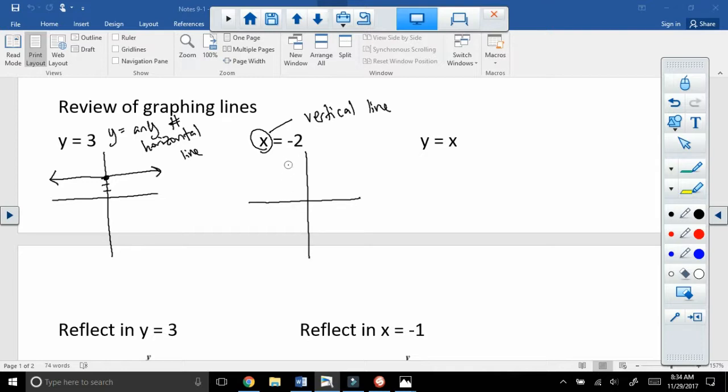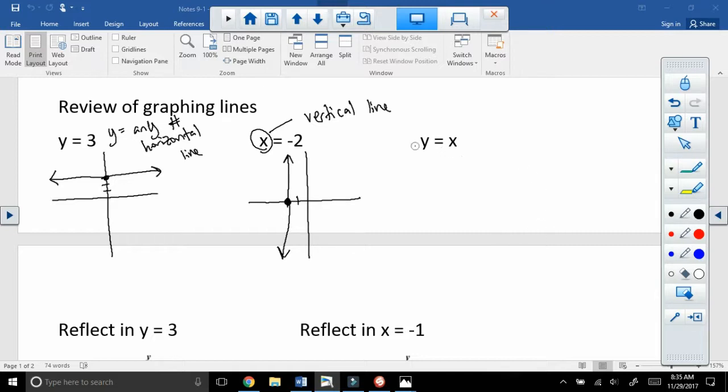And for this here, I would go to x equals -2, so that point, and then I would draw the vertical line through that point, because all of those x values are going to be -2 for all of the points on that line.